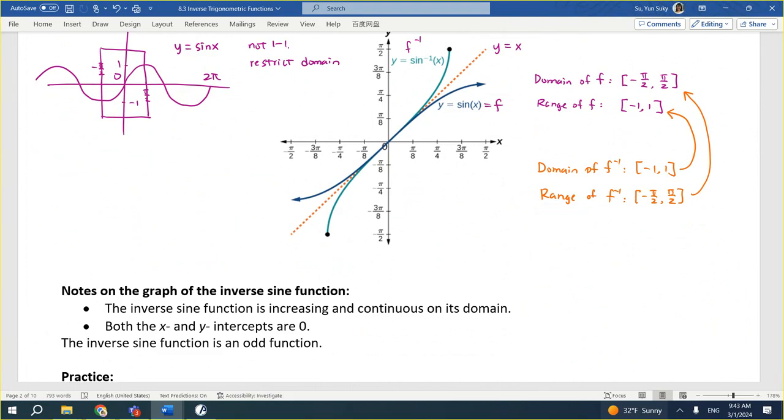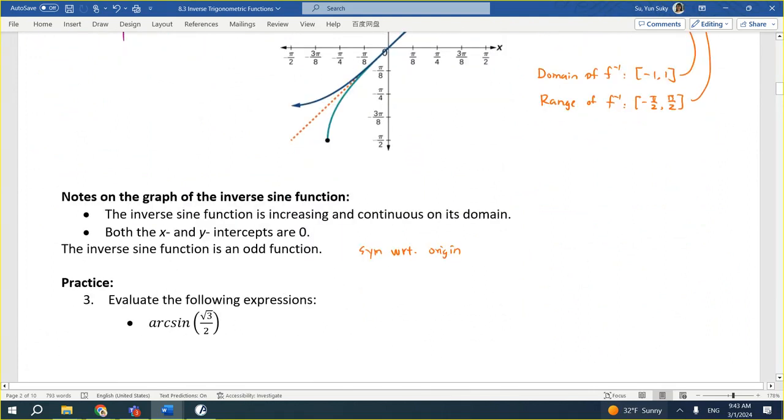And oh, did you see this? It's symmetric with respect to the origin. Yes, everybody. Therefore, it is an odd function. Yes, the light blue curve is symmetric with respect to the origin. You give me any point, and then you rotate 180 degrees about the origin. The point is also on the graph. Symmetric with respect to the origin means it is an odd function. Okay, now how do we evaluate the following?